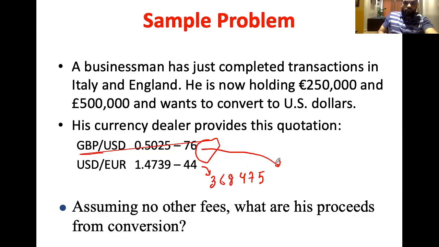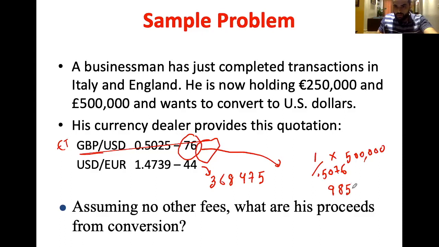Now for this, you have pounds. So now you are selling pounds, right? But this one is your European terms, which means indirect quotation. So you have to take the reciprocal: 1 divided by 0.5076, multiplied by 500,000. Yes, Nguyen Thao gave me the correct answer, which is 985,028 dollars.